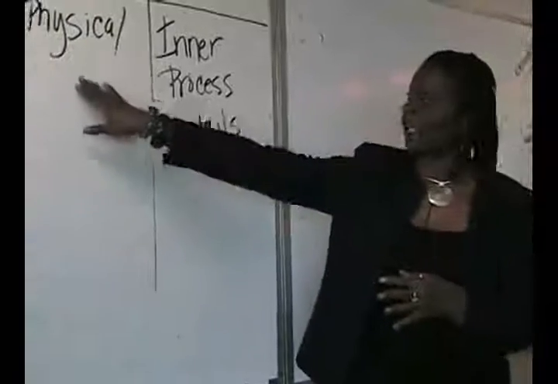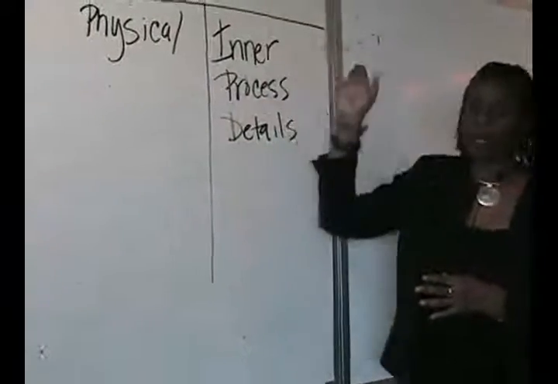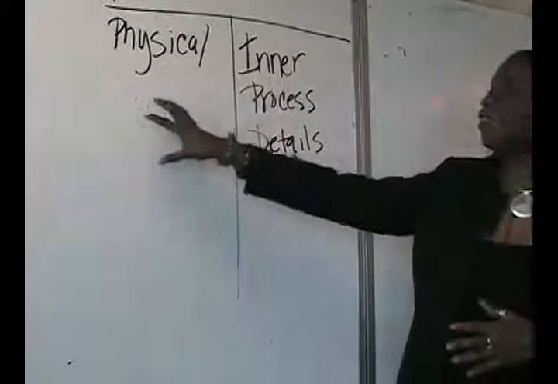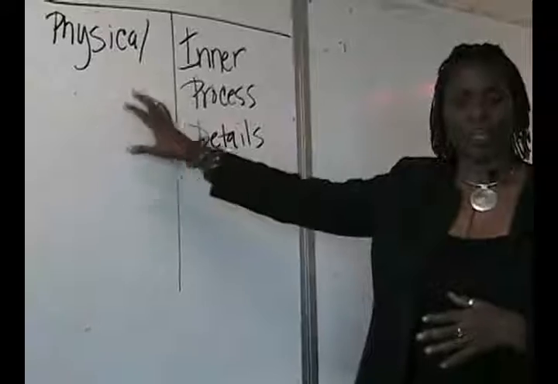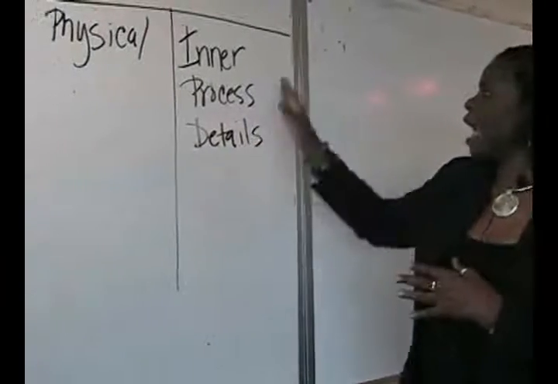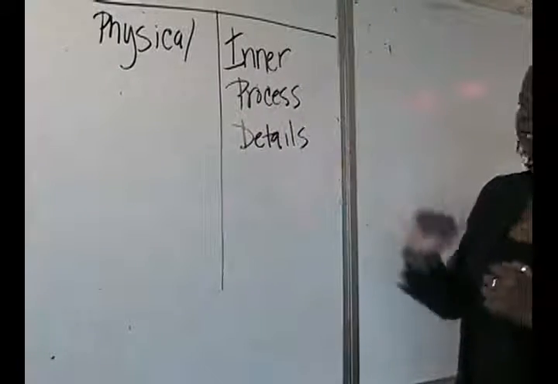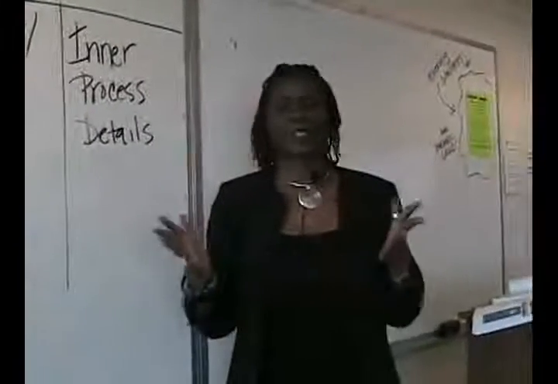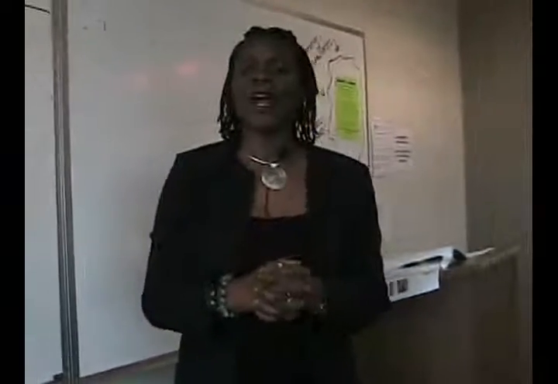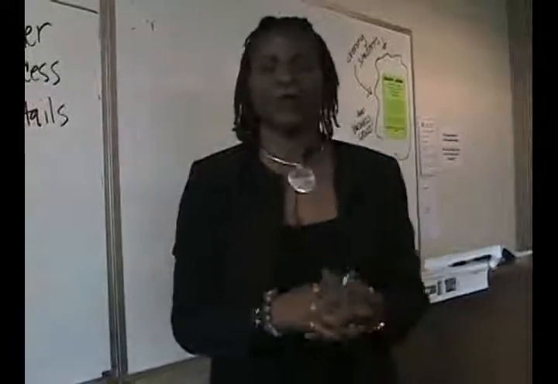On the left side of your graph, make a graph like this, just a T going across like that. On the left side of the graph, you're going to talk about the physical attributes or aspects of fruits and vegetables, or whichever one you choose. And then here, on the right side, you're going to talk about the inner process details. And you're thinking, what does inner process details mean? Well, that means more of how you perceive this fruit or vegetable. Let me just give you a brief example.